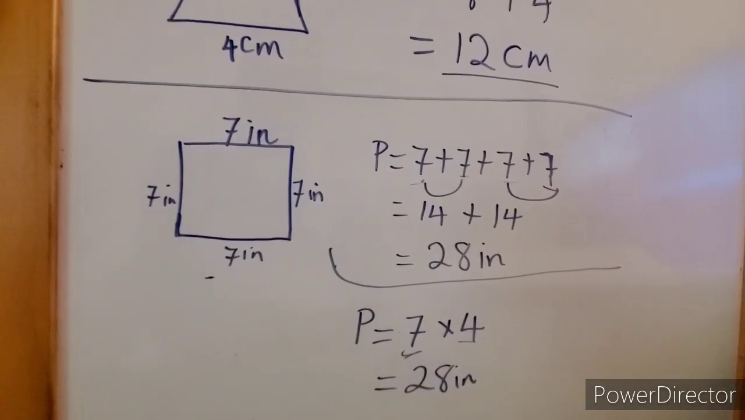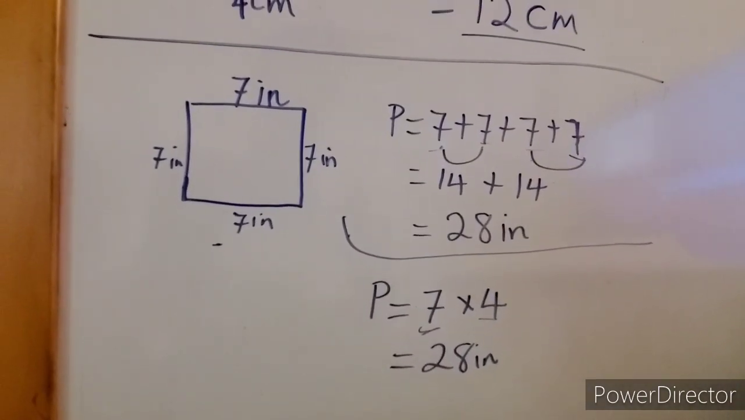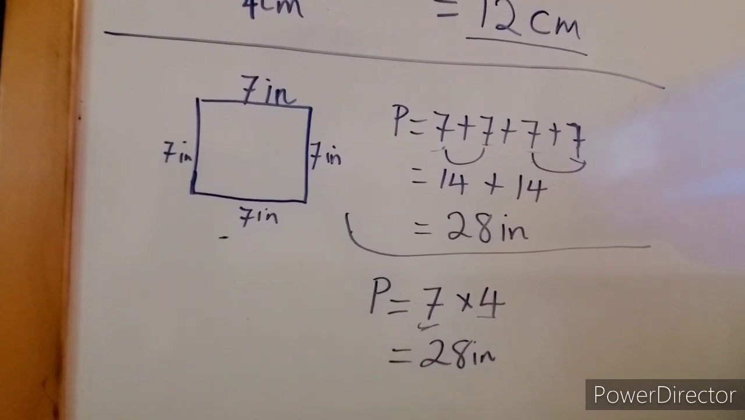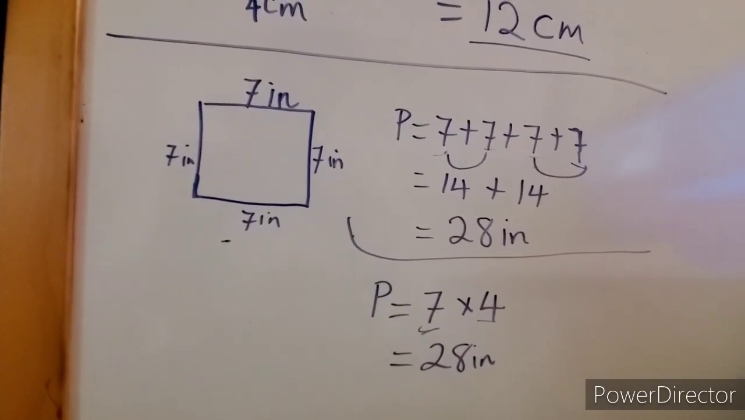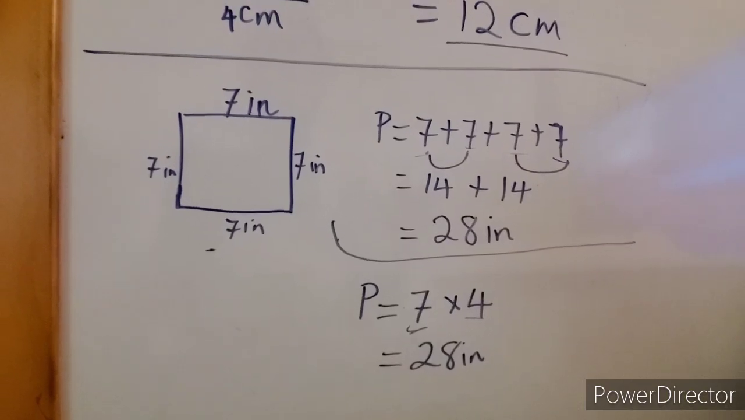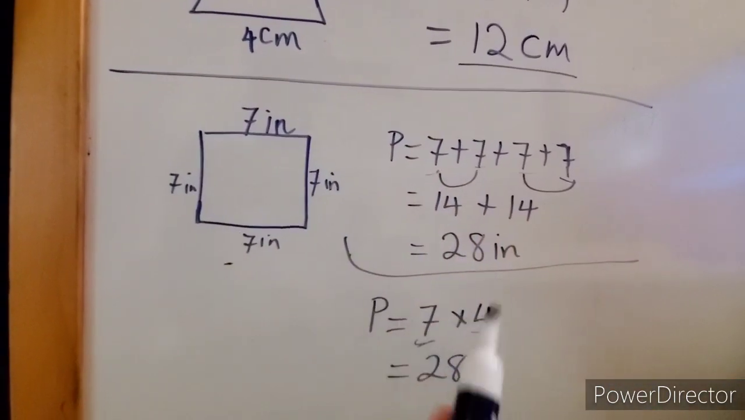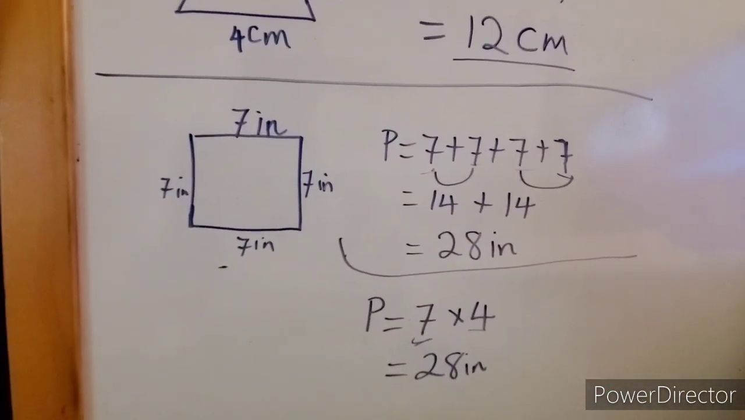Okay, let's dig into some more composite shapes. These shapes have additional portions on them. It's not just like a square or a rectangle. You'll see. All right, let's get into those right now.